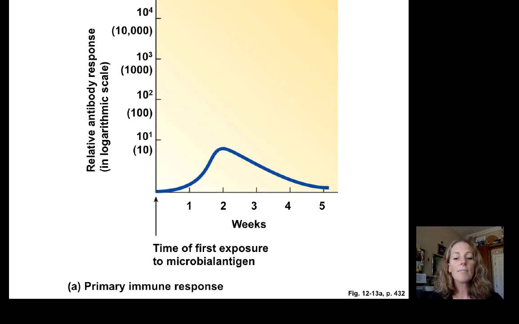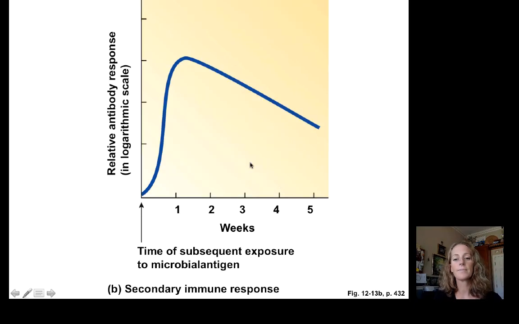So this is the time of exposure to a first antigen, and it takes a couple of weeks to get enough antibodies to make a difference. This is the second exposure, and you can see within just a couple of days, so before the first week is over, you have a much larger response because of the memory cells.